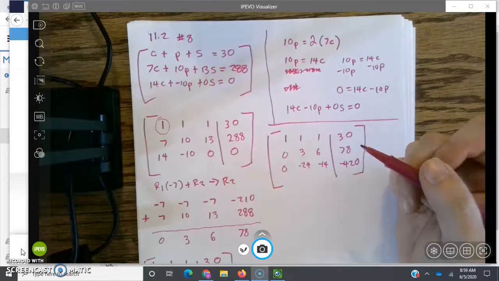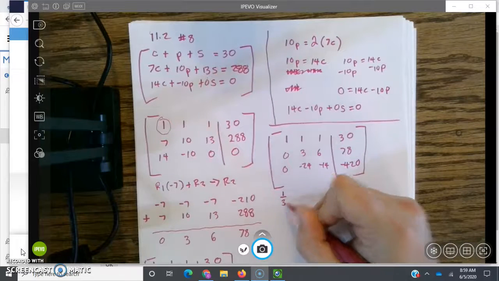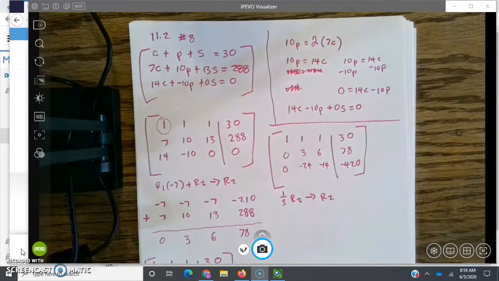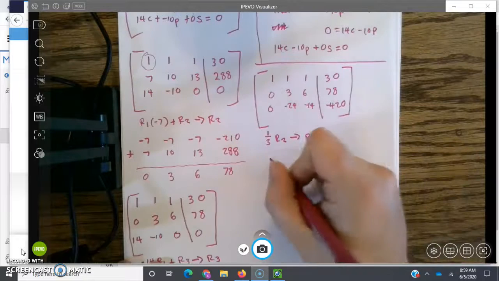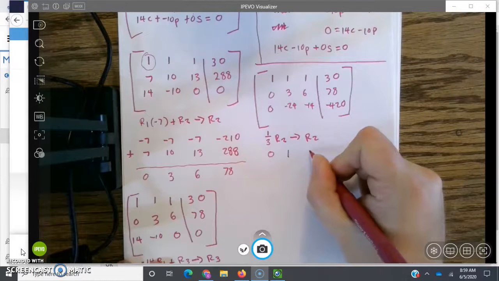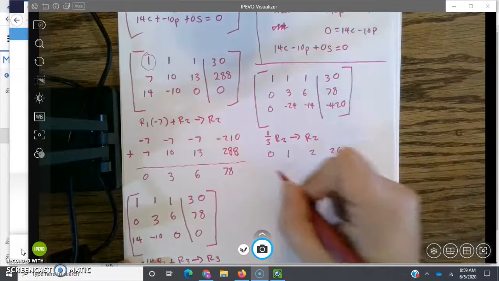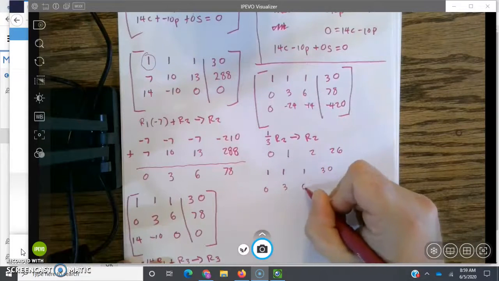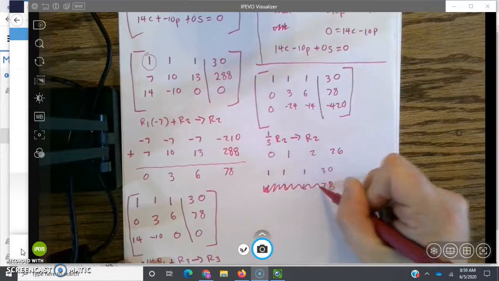The next thing we want to do is make a 1 out of this 3 here. So I'm going to take 1/3 of row 2 and put it in for row 2. So multiply it by 1/3, divide it by 3, same thing. Okay, so now my new row 2 is going to be 0, 1, 2, 26. Okay, so I'm going to put that back into my matrix. Oh, row 2. I messed that up.